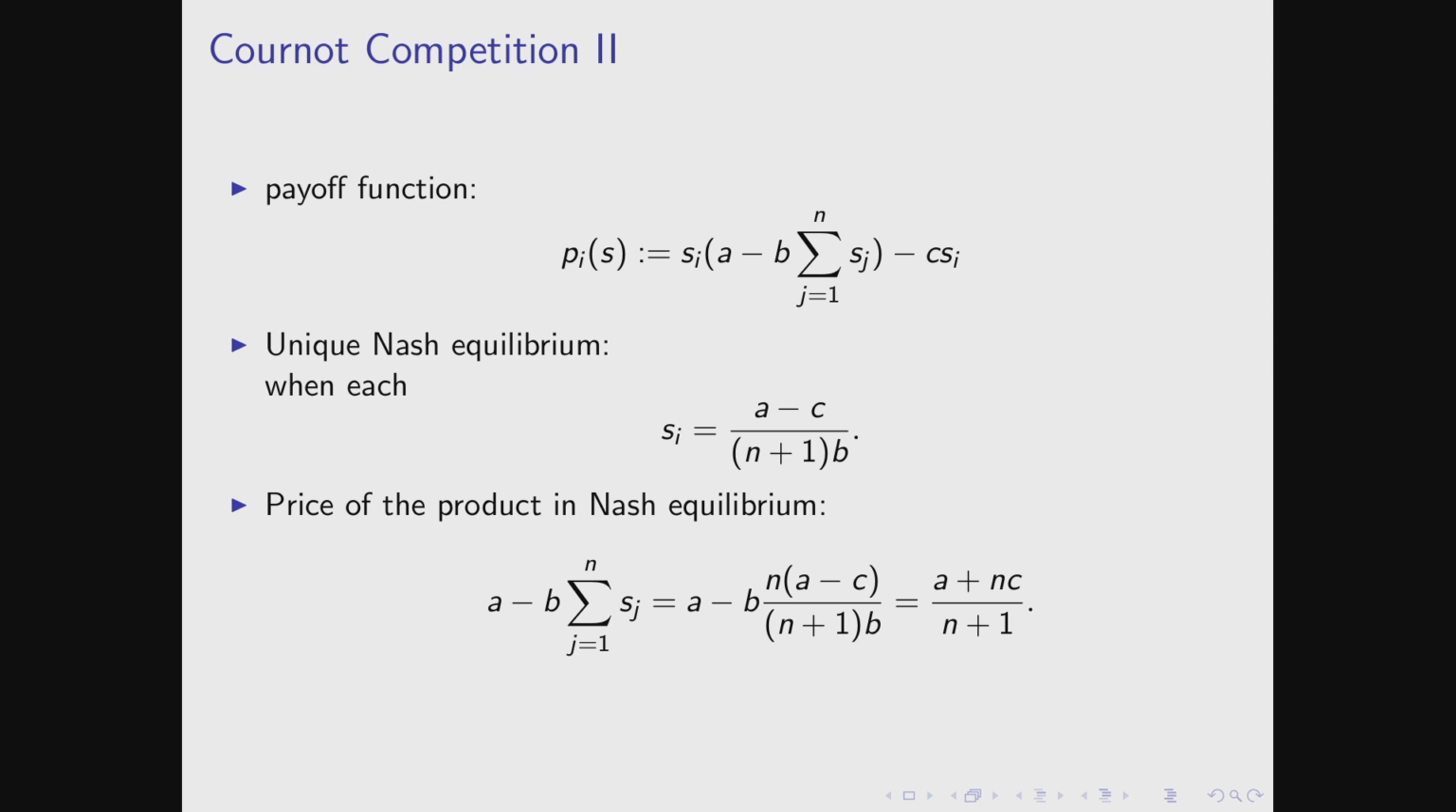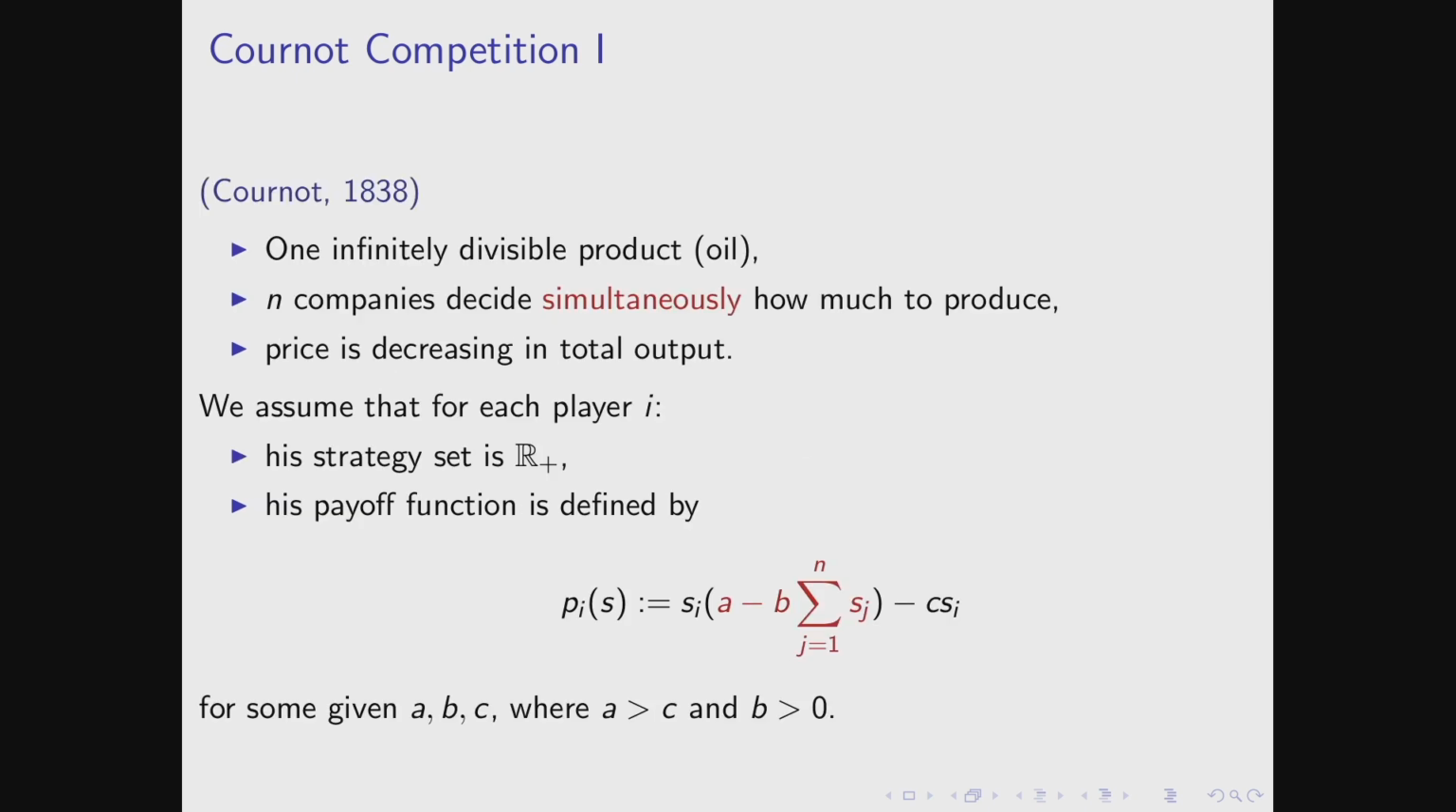It doesn't matter what this number is. But this number determines the price of the product in this Nash equilibrium. And the price of this product is determined by plugging these values, these S_i, into the price of the oil, which was this red expression.